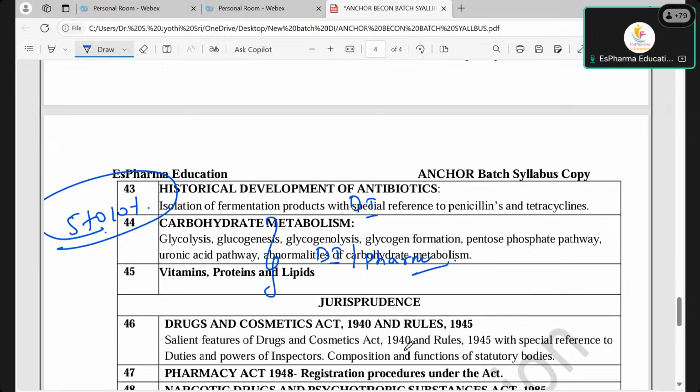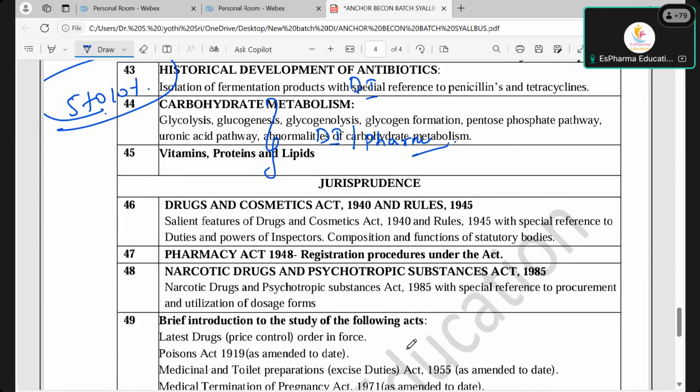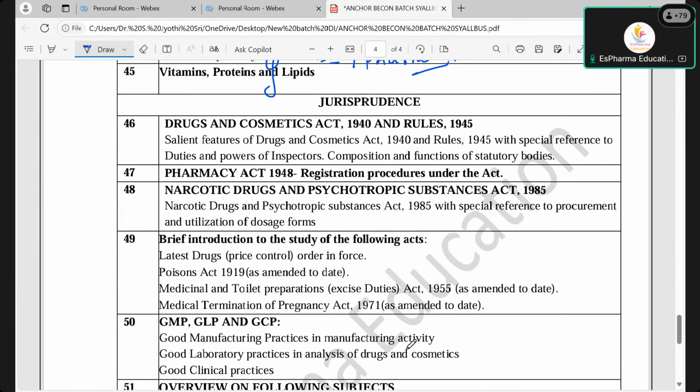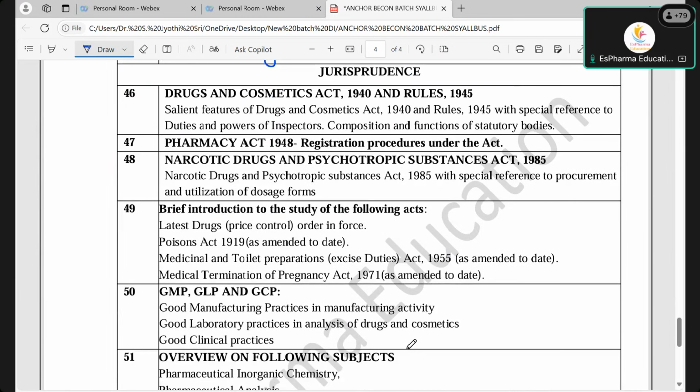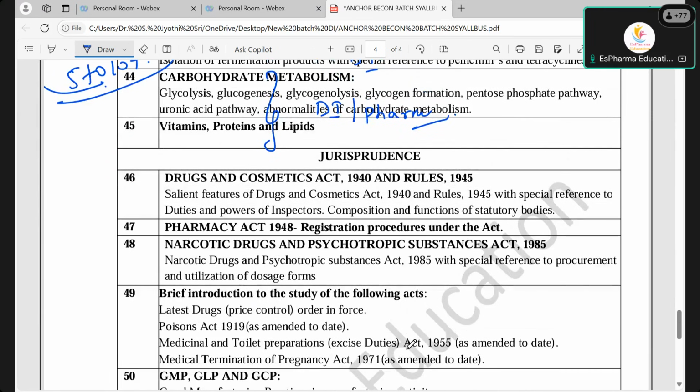And now coming to jurisprudence. I have already shared it in this group, but okay, once again I'll share this. Coming to jurisprudence, I kept the entire jurisprudence. In drug inspector they'll ask only 2 acts: drug and cosmetics act and pharmacy act.